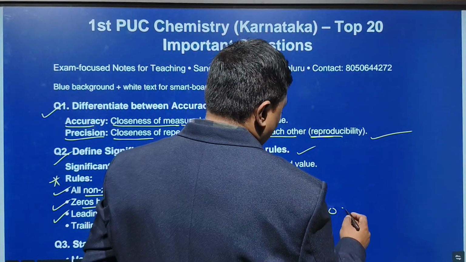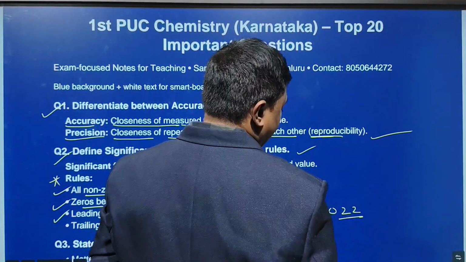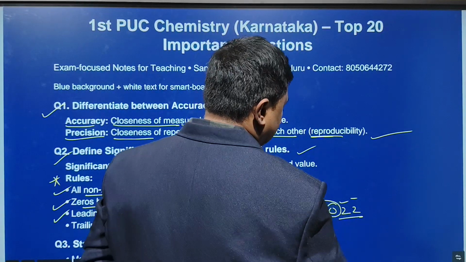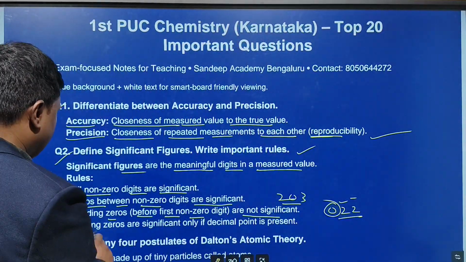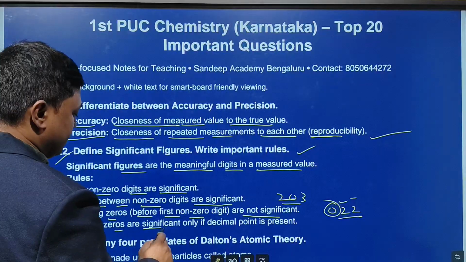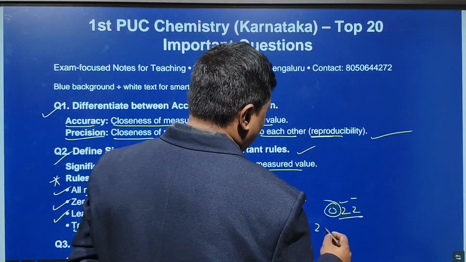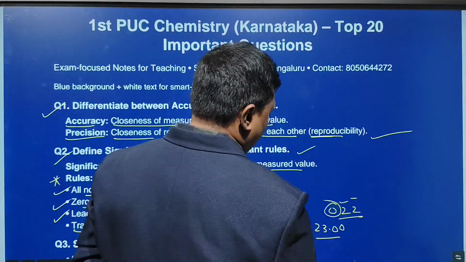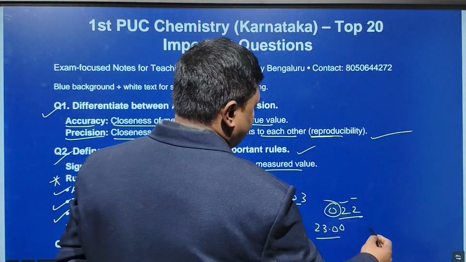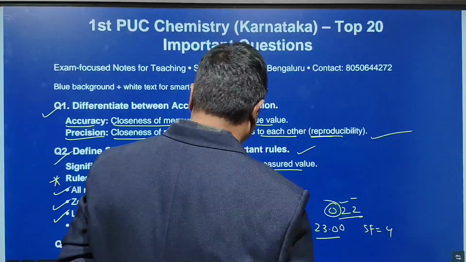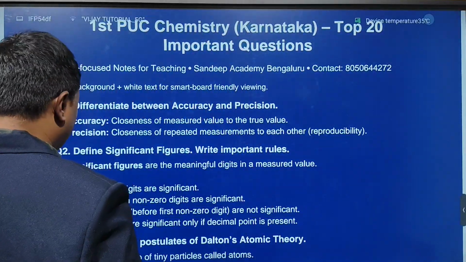Next, leading zeros, that is, zeros before the first non-zero digit, are non-significant. For example, 0.22. How many significant figures are there? 2, because the leading zero is not significant. Yes or no? Next, trailing zeros are significant only if a decimal point is present. For example, 23.00. How many significant figures are there? Significant figures is 4. Yes or no? Is it clear? Next question.